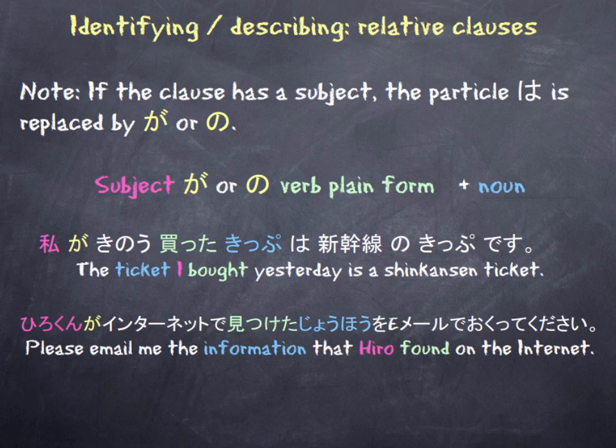So what we're going to do is attach a sentence that explains specifically which information we wish for you to send. In this case, it's the information that Hiro found on the internet. We're going to attach that at the start of our sentence. Hiro-kunがインターネットで見つけた情報. We have our verb here in its plain form, and we've got our noun, which is information, 情報. And we've attached that to the phrase Eメールで送ってください.